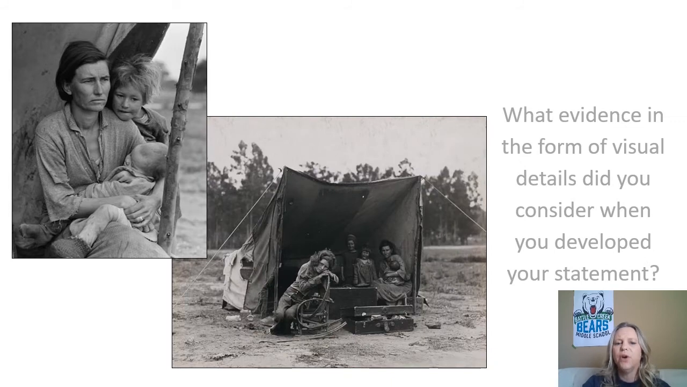But to move on, I want you to think about this. What evidence in the form of visual details did you consider when you developed your statement? So when you came up with your statement, the same way that I talked through how I came up with my statements, how did you come up with yours? That's what's going to help you in the next step of this process. So that's something to think about. So take just another 30-second look at these and think about some of those visual things that you used to develop your theme statement.